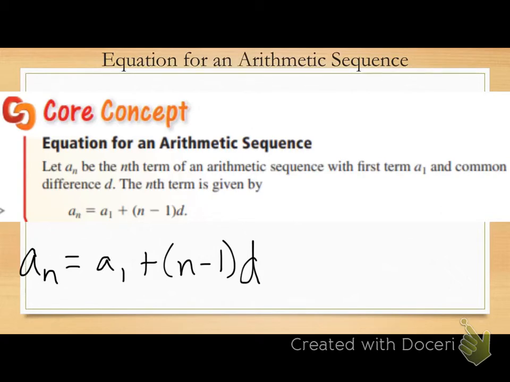A sub 1 is just my first term of the sequence. D is my common difference. N is the number of the term I'm trying to find. So this is really beneficial if I'm asked to find like the 112th term of a sequence, because it would be a pain to list out 112 terms, correct? This formula helps me find the 112th term by plugging in 112 for n and solving the equation. Everyone okay with that? Can I move on? Not yet, hold on. I have to write down the equation.